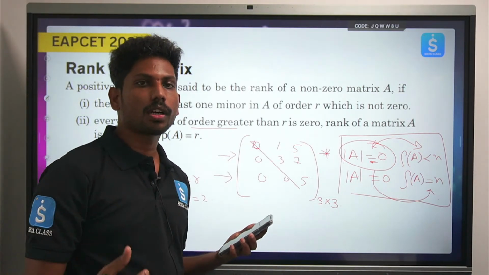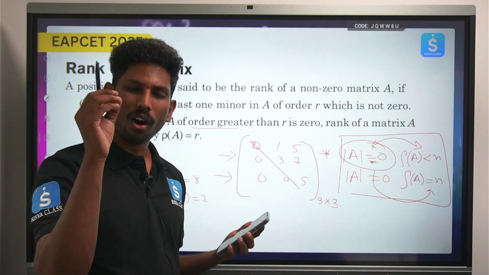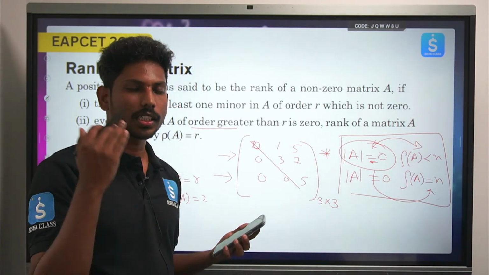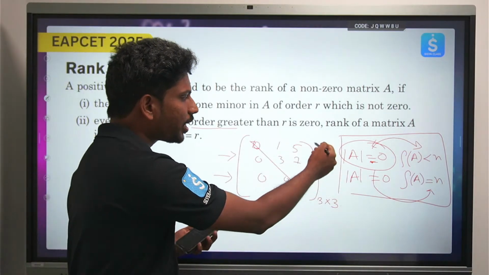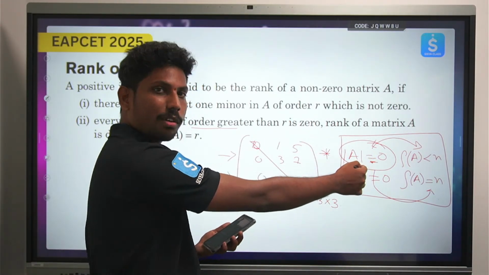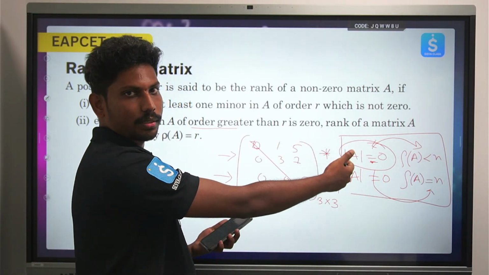Whenever for any matrix, if the minors of a specific order are all equal to 0, then the rank will be below that. Okay, that is the whole philosophy. Whenever the determinant equals 0, that's the highest minor for the matrix. If it is equal to 0, then the rank will be less than 3, whatever the order of the determinant is.